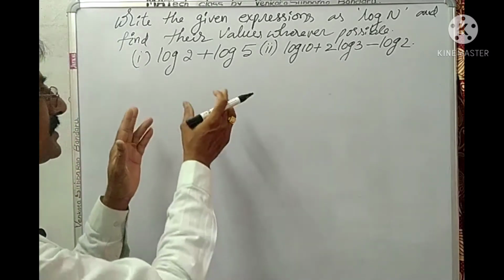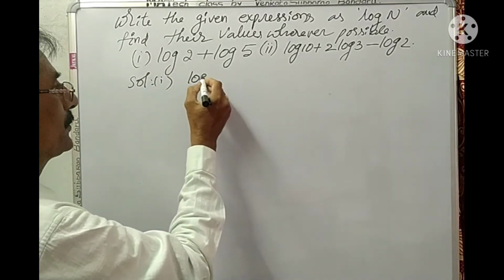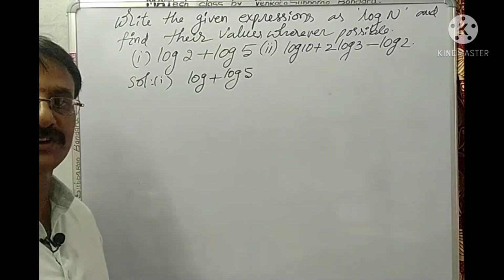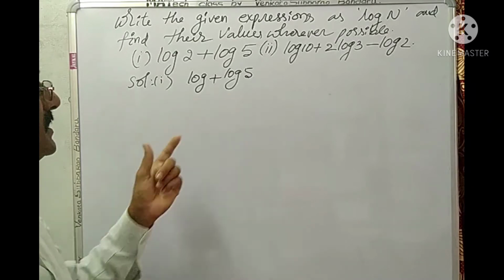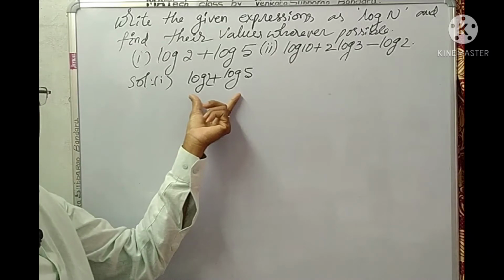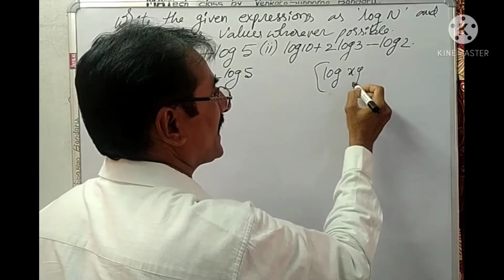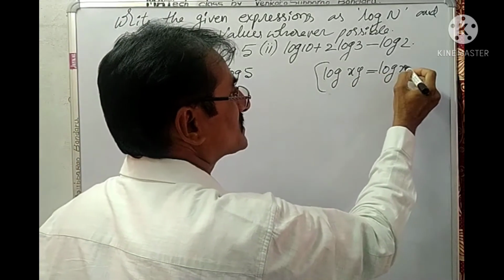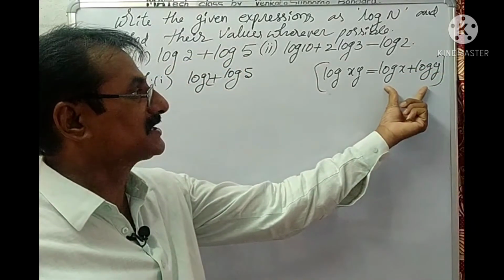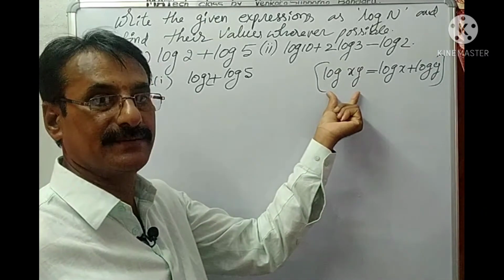So we are going to observe the first one. Log 2 plus log 5 is the given expression. In this, log 2 plus log 5 is a sum of two logarithms. You know the first logarithmic law: log of xy equals log x plus log y. The sum of two logarithms can be written as a single logarithm, log xy.